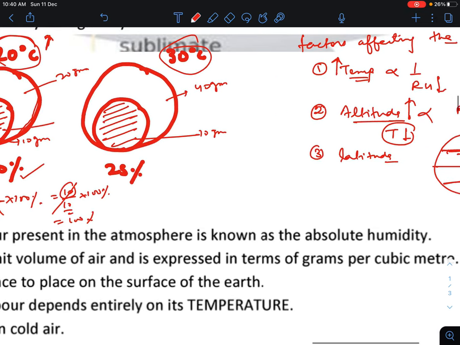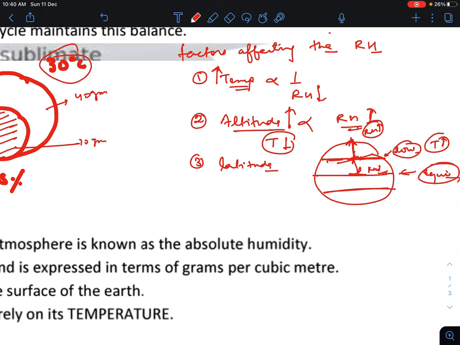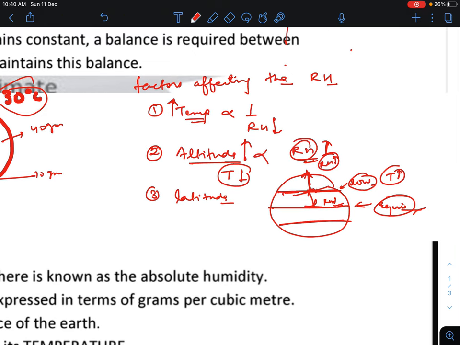Now the third one is the amount of water vapor. As we already studied, relative humidity depends on the water vapor present in the atmosphere. The last one is the distance from the sea. Relative humidity also depends on the sea. If a place is close to the sea, the water vapor will be more as compared to the land, the continent. So if the water vapor present in the atmosphere is more, relative humidity will be more.